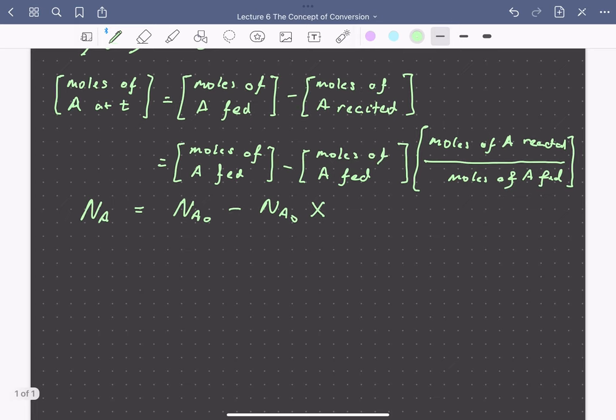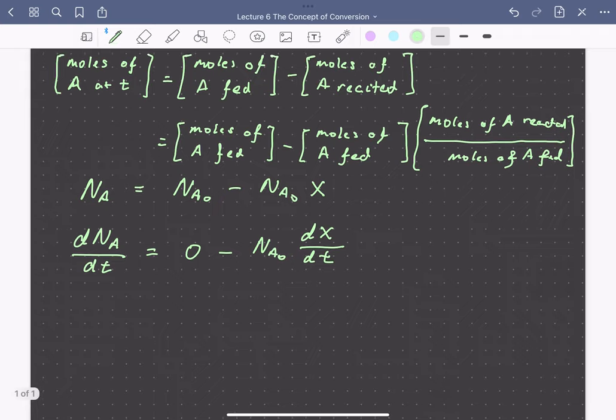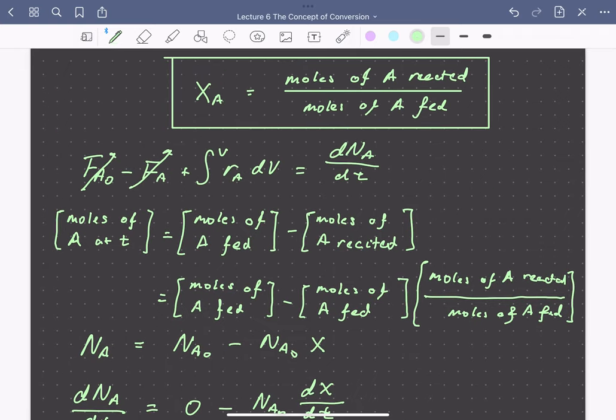Okay, so let's take a derivative of this expression with respect to time. So we can write that dNA/dt is equal to the time derivative of our right-hand side. So NA0 is a constant, so that's just 0. And then we have minus NA0 times dX/dt. So we can substitute this into our mole balance.